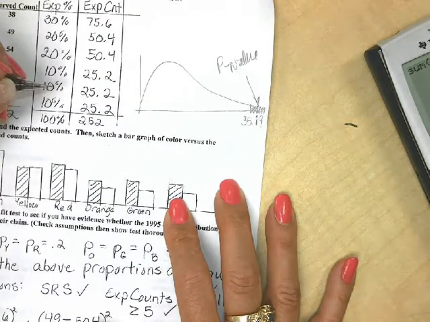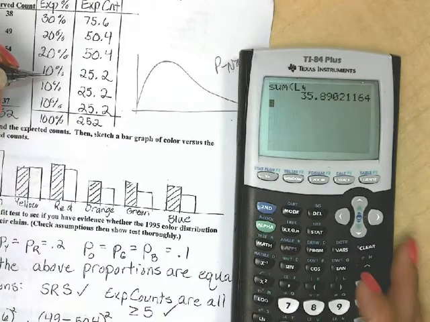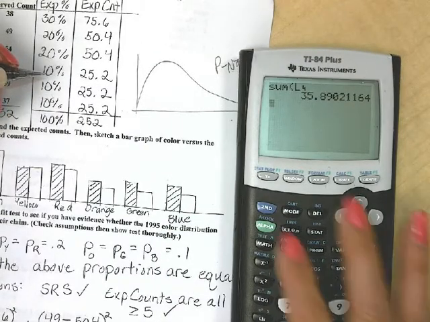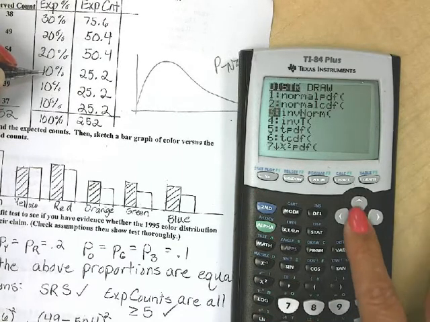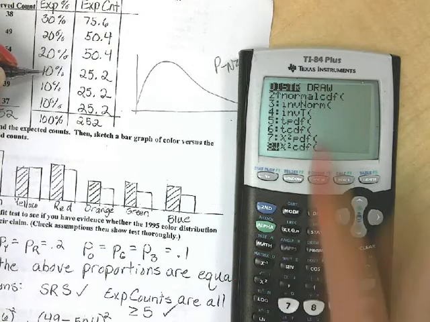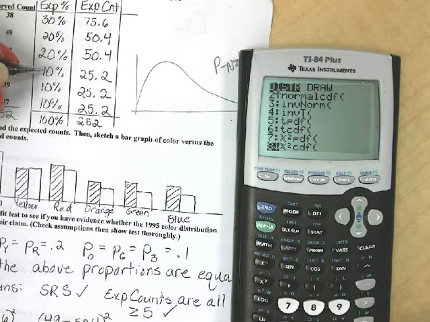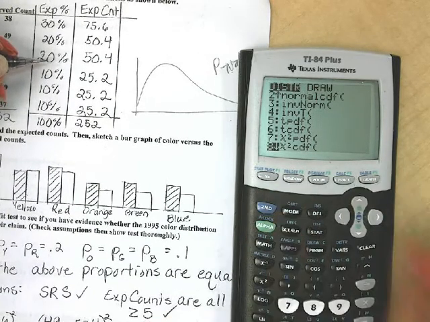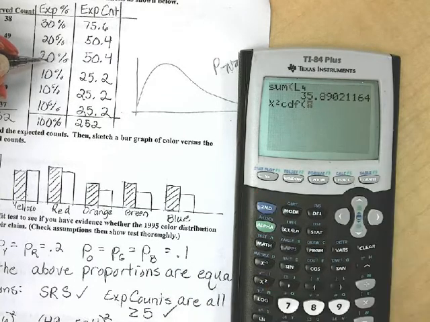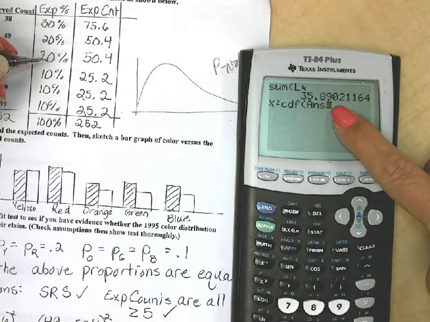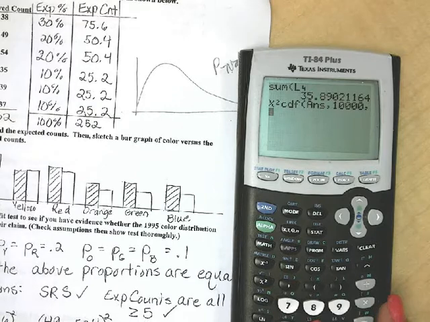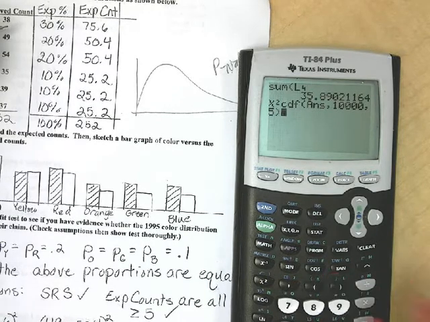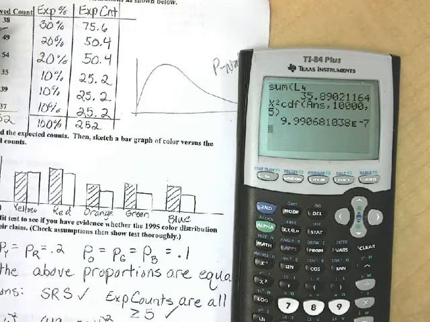And so we'll use our CDF button. And if I go to Second and Distribution, and I see the chi-squared CDF button, and I will type in the second answer, so I'll have the 35.89 plotted there, and then we need a big number, and we also need to put in the number of degrees of freedom. And remember, we had 6 colors, so we would have 5 degrees of freedom. And there's my p-value. My p-value is very, very tiny.